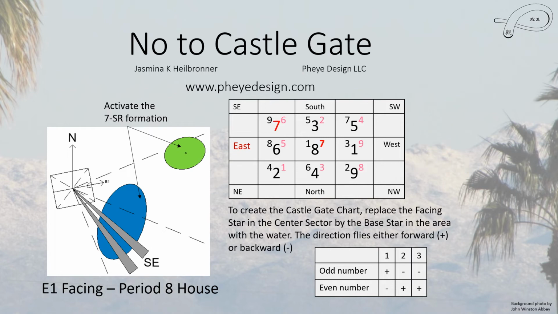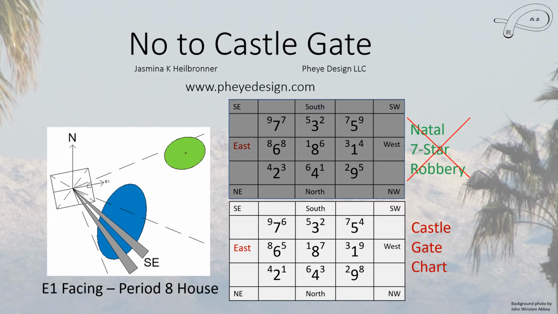So let's do this. Here, this is the location of the water, southeast, southeast. So there's a 7. We take the 7, put it in the middle. And it's an odd number with a 1 direction, so we fly forward. So that's 7, 8, 9, 1, 2, 3, 4, 5, 6. So this is the new castle gate chart. And that will remove this chart, and this is the new chart.